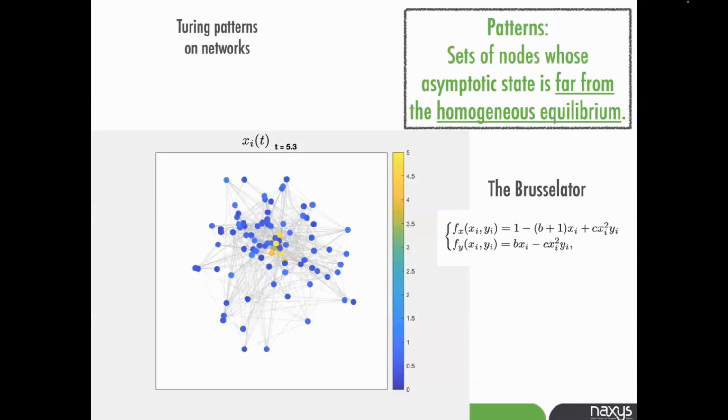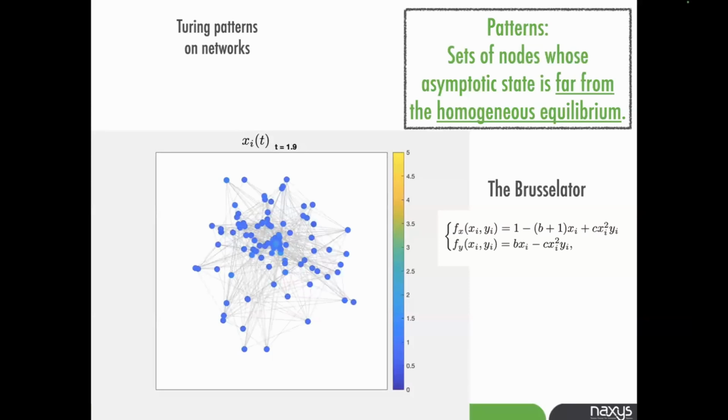So here is an example of a Turing pattern on a network. It doesn't really matter which network it is, and the system is the Brusselator. It's a nonlinear system. I'm from Brussels, so I use the Brusselator. You can use the system you want. The dynamics is independent, if you want, from the model.